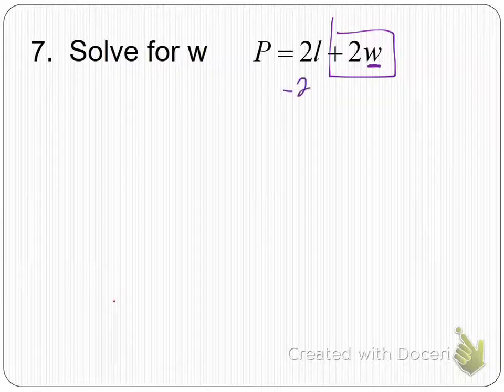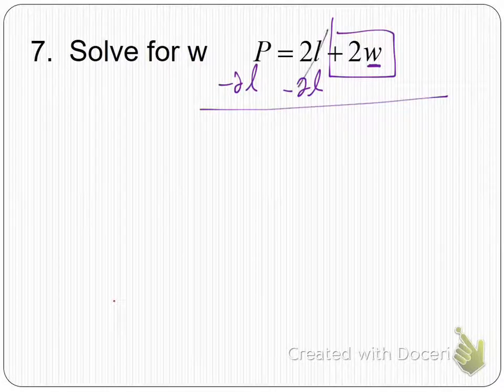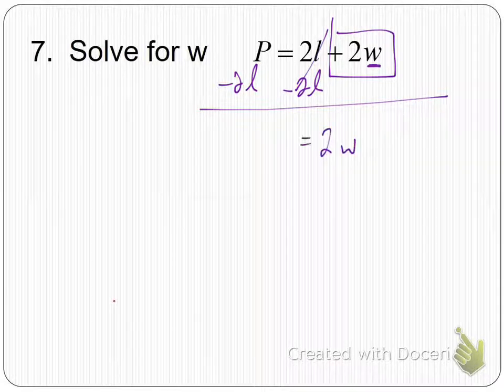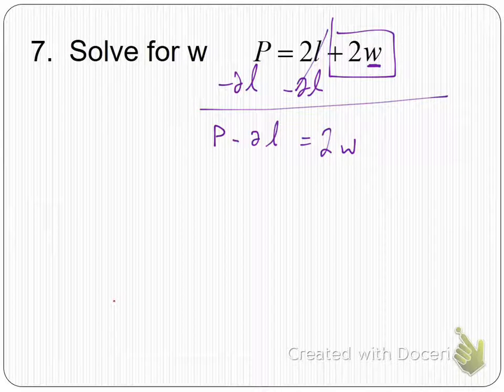So I'm going to subtract 2l here and subtract 2l here. That gives me 0. 2l minus 2l is 0. That's the whole point. So we get 2w equals, and then the p and the negative 2l are not like terms. They have different variables. So just write them down. P minus 2l.